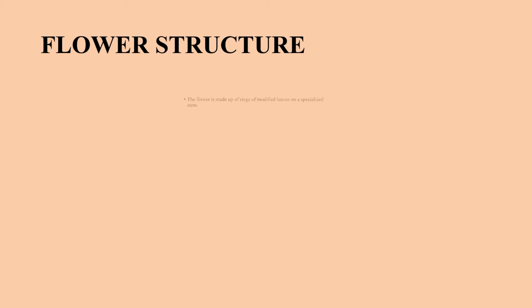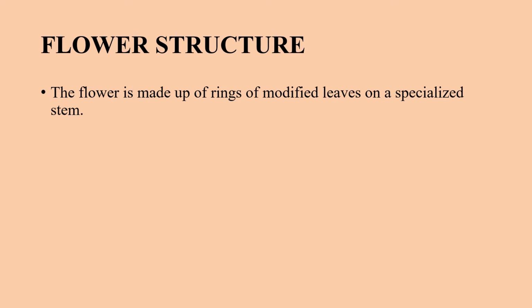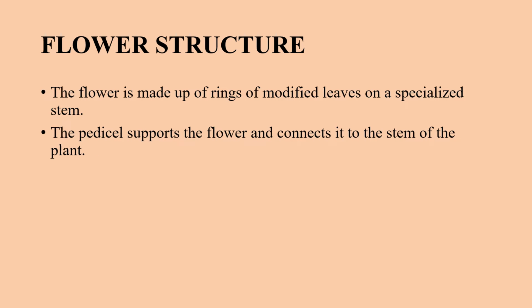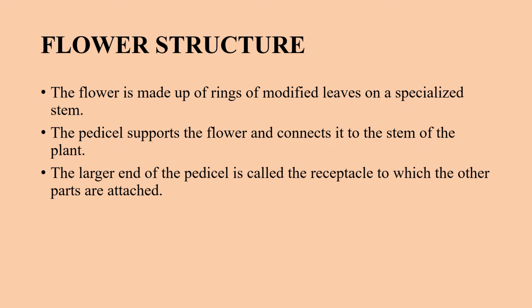Flower structure. The flower is made up of rings of modified leaves on a specialized stem. The pedicel supports the flower and connects it to the stem of the plant. The larger end of the pedicel is called the receptacle, to which the other parts are attached.